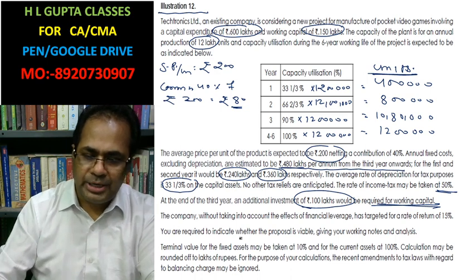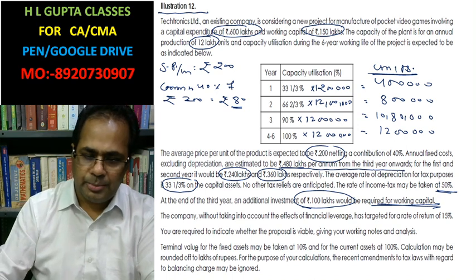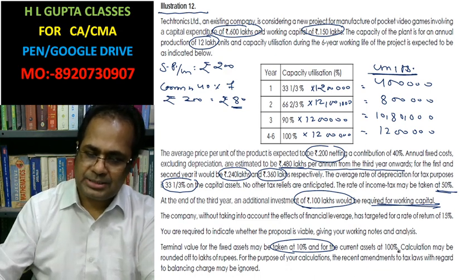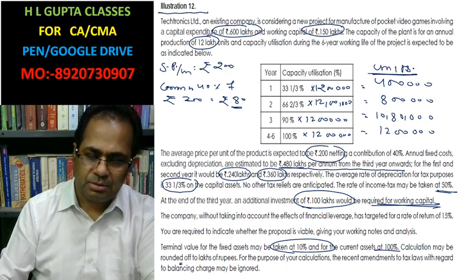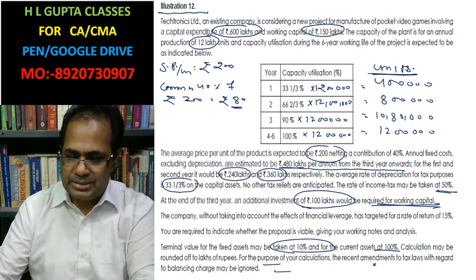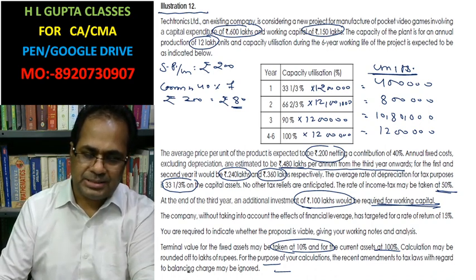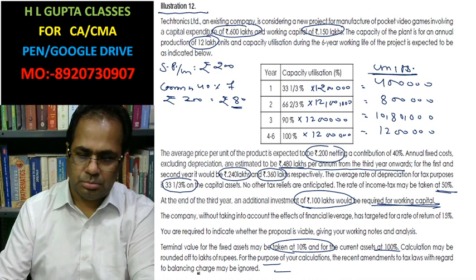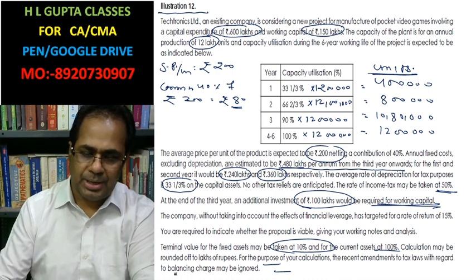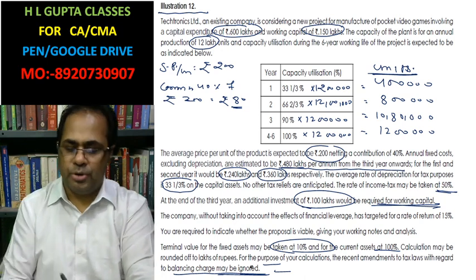You are required to indicate whether the proposal is viable, giving your working notes. The terminal value is 10% for the investment in fixed assets, and for the current assets it is 100%. Calculations may be rounded off to the nearest rupee. Regarding the recent amendment of tax laws, balancing charges may be ignored. Okay, I'm going to solve the question here.